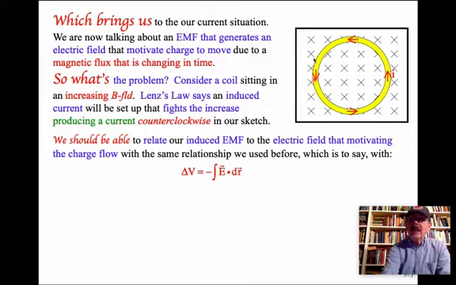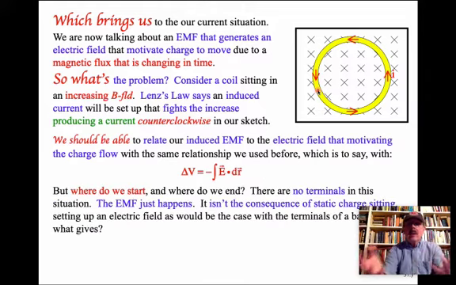But delta V between here and here would be zero, which means it looks like it doesn't make any sense, even though you're using a relationship that you've already kind of convinced yourself is a good relationship.